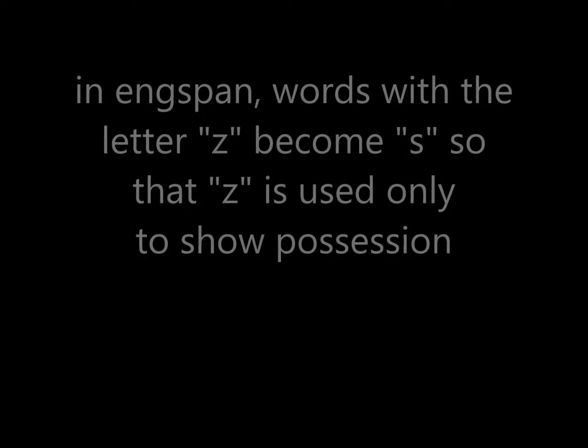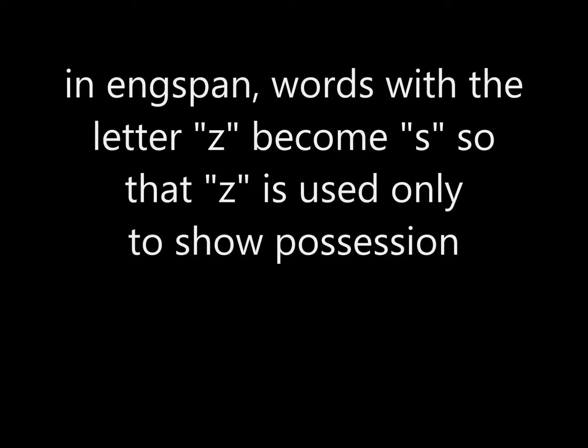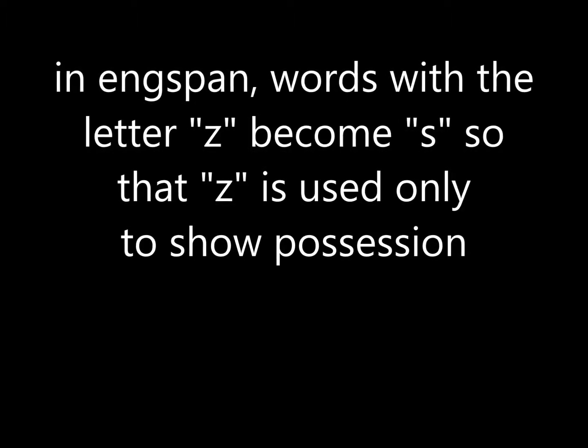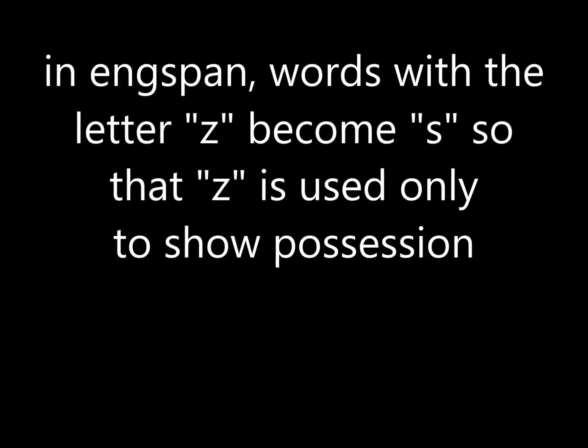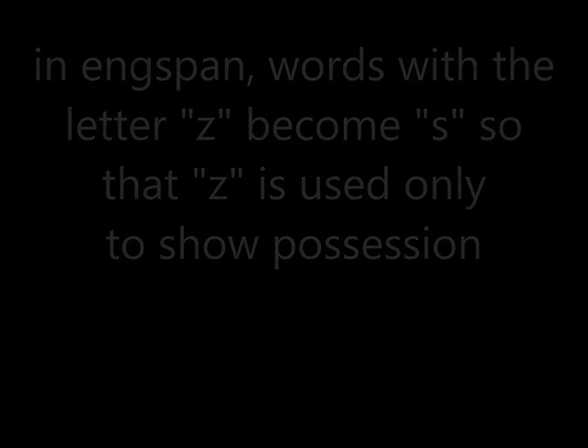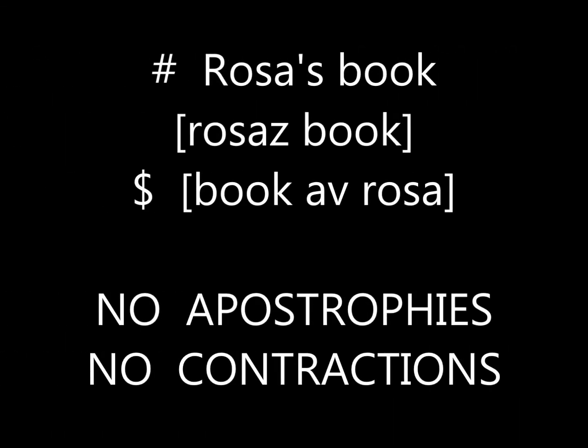This is Professor Walter Williams continuing in our program of explaining the sound of Engspan. Z as a letter is going to be used only to indicate possession at the end of the word. For example, you would say Rosa's book, which would be written in Engspan as book Rosaz, or the Spanish version of book of Rosa, so that by this means the use of apostrophes is eliminated.